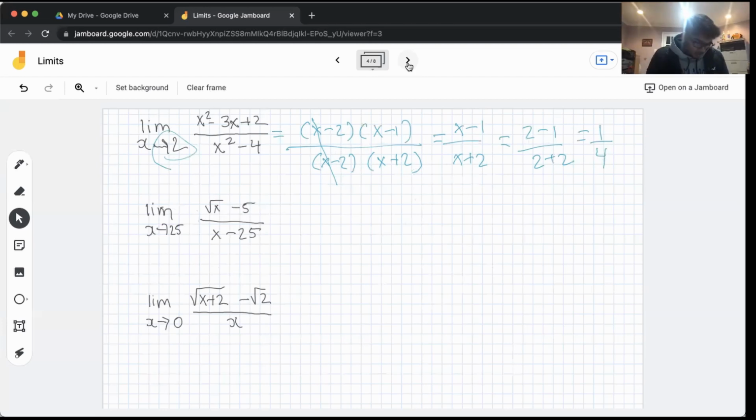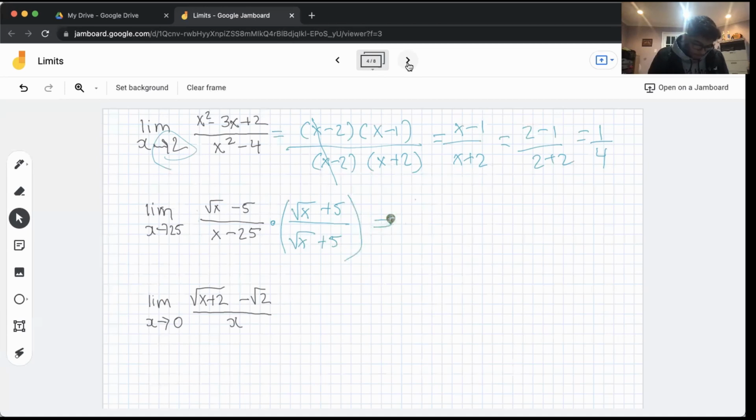All right, now for this next one, instead of factoring out, we can multiply by a conjugate. It's basically like a reverse operation of the previous problem we just did. So we're going to multiply this by the square root of x plus 5 over the square root of x plus 5.